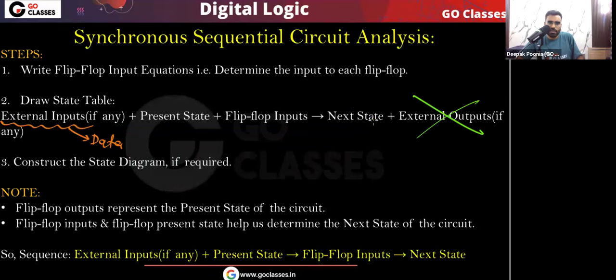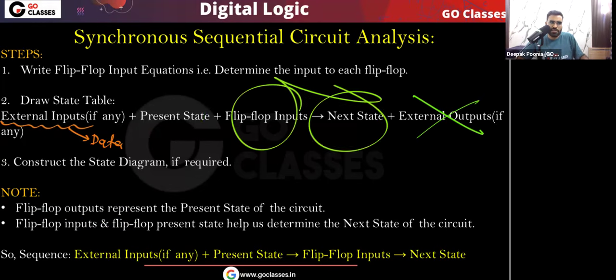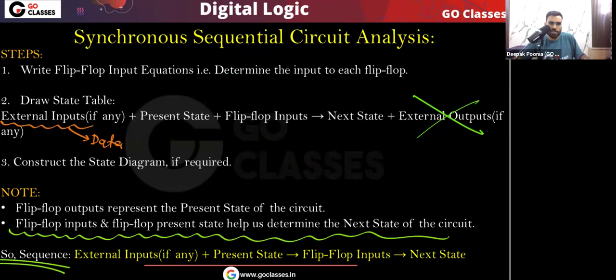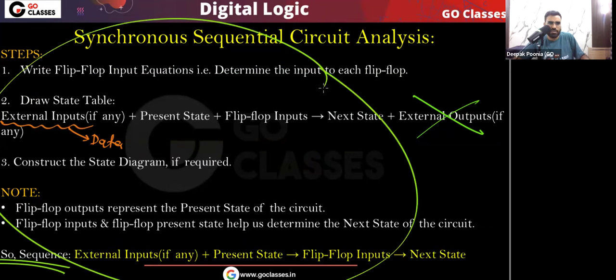So I can say that these will be the columns of the state table: external input data, then present state, which is the flip flop outputs, and then flip flop inputs, and then next state. And what is the computation sequence that you already know? The computation sequence is that first, with the help of external input and present state, we will find the flip flop input. Then from these three we will find the next state. Actually, only from these two you will find the next state, because next state will be determined by flip flop input and flip flop present state. Okay, so very simple. Everything I have written here, you can see in this slide.